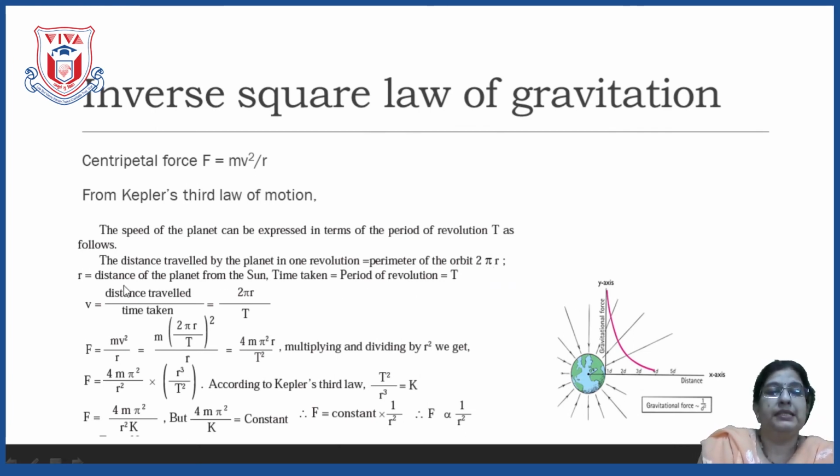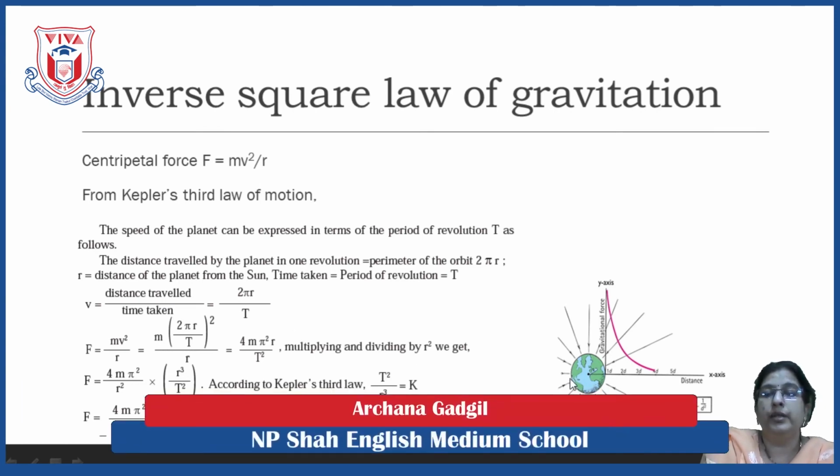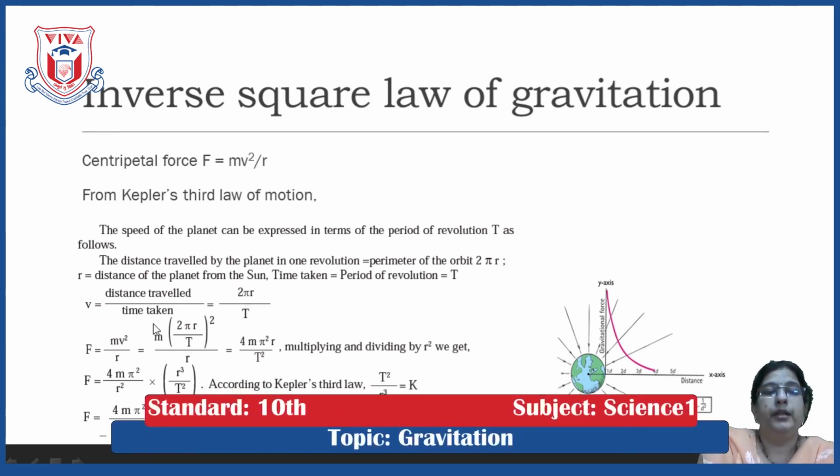So now let's see. According to the formula of velocity, what is velocity? It is the distance travelled by an object in the given direction upon the time taken. Now here, how much distance has the object travelled? The distance that the planet has covered in one complete revolution is nothing but the circumference. So the formula for circumference is 2 pi r, upon the time taken. Let the time taken be capital T. So, 2 pi r upon capital T.